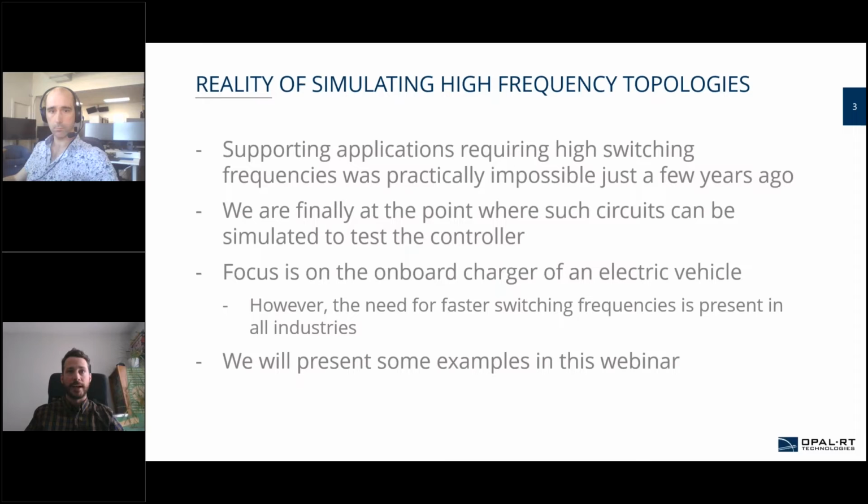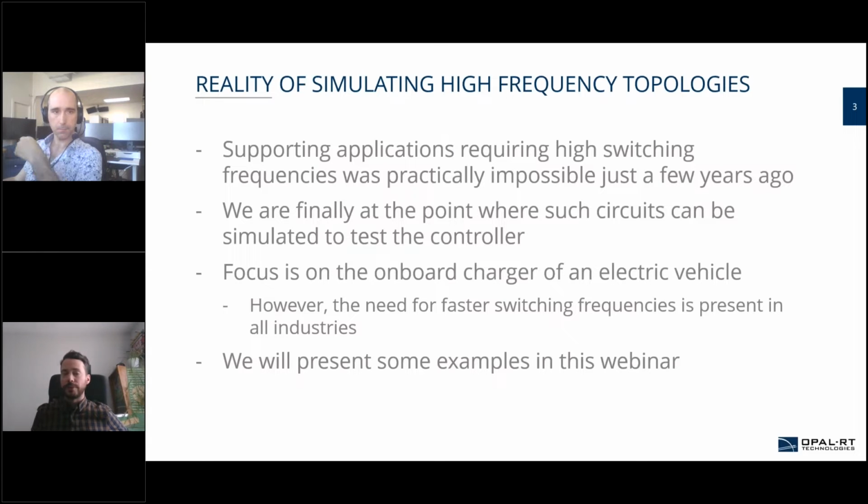So let's get started. To set some context, I think we should talk about the reality of simulating these high switching frequency topologies. Just a few years ago, it wouldn't have been possible. Throughout the past couple of years, we've worked with a lot of our users to optimize our solvers and our software to support these very high switching frequencies.